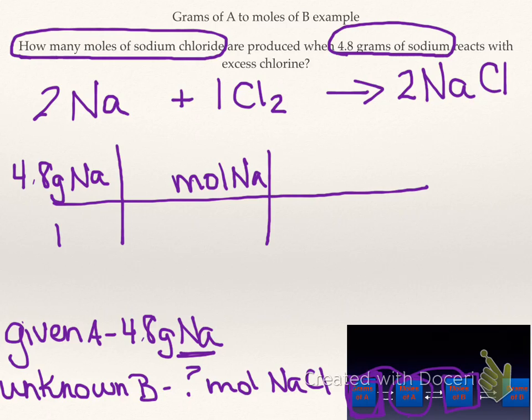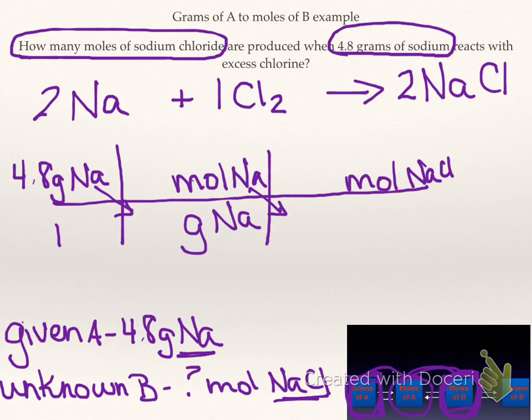And then in our next step, we need, what does the mole map say? The mole map is the best thing. It tells us exactly what we need. It says moles of B. So we're going to write moles. We have to remember, what is B? B is our unknown, so sodium chloride. The next part's easy. We just bring our units down. We bring down grams of sodium, and then we bring down moles of sodium.